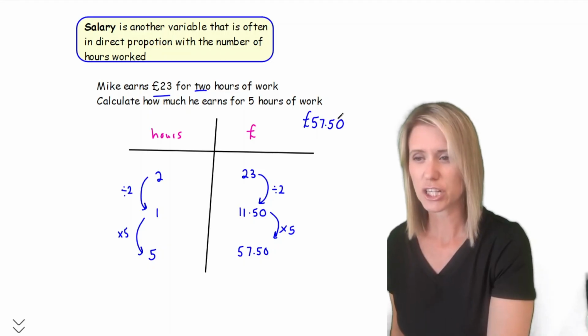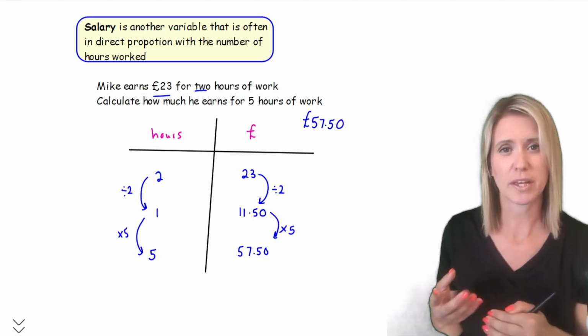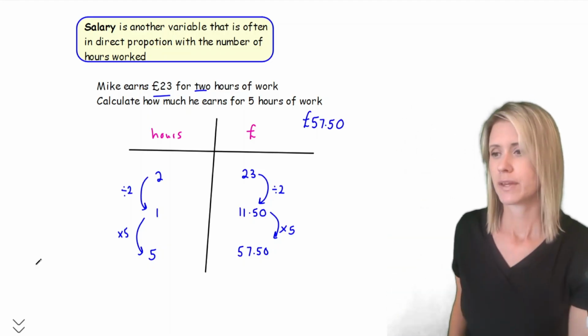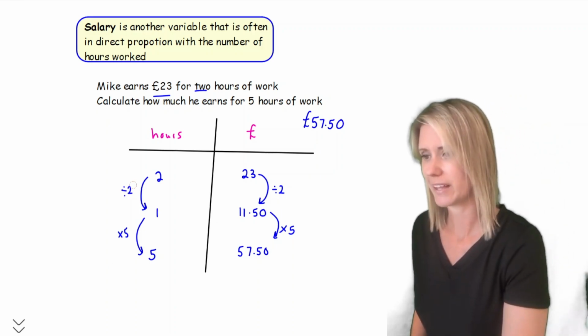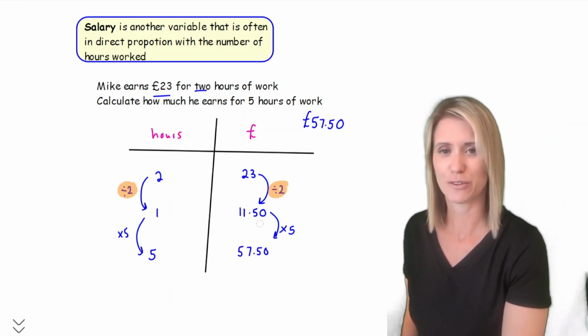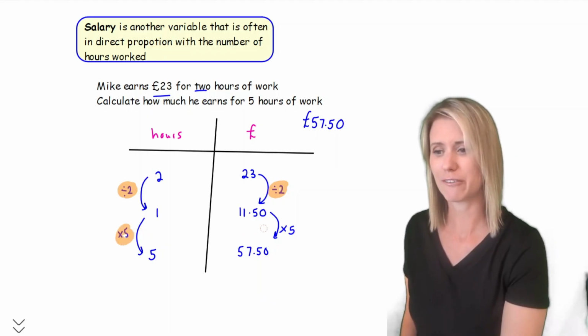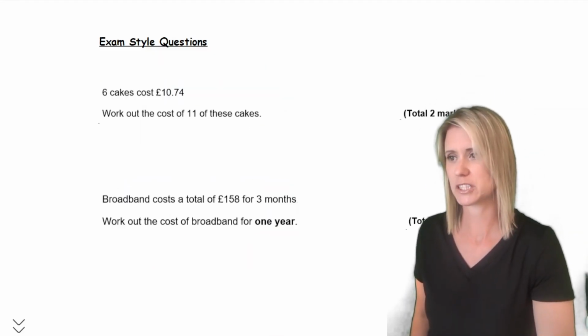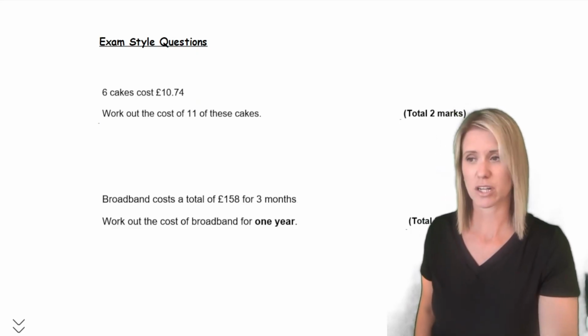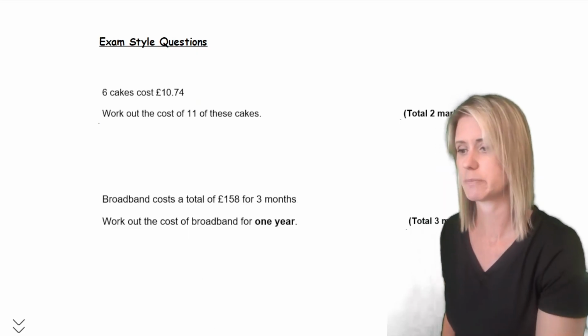So these ratio tables sometimes help you to work them out, okay? Right, so direct proportion, if it's a divide by 2 on the left, we're dividing by 2 on the right. If we're multiplying by 5 on the left, you're doing exactly the same on the right. They're in direct proportion to each other. So when we're looking at the exam style questions, they're very similar to what we've just been doing.